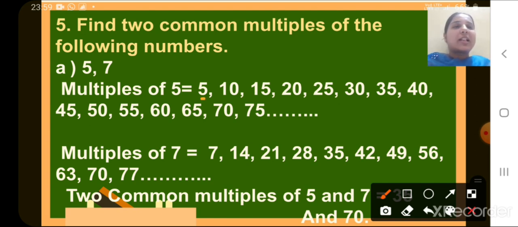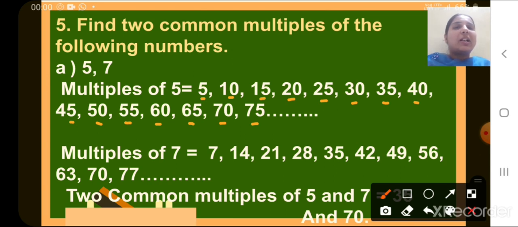Here you can see the second multiple of 5. 5 twos are 10. 5 threes are 15. 5 fours are 20. 5 fives are 25. 5 sixes are 30. 5 sevens are 35. 5 eights are 40. 5 nines are 45. 5 tens are 50. Then 5 11s are 55. 5 12s are 60. 5 13s are 65. 5 14s are 70, and 5 15s are 75, and so on.